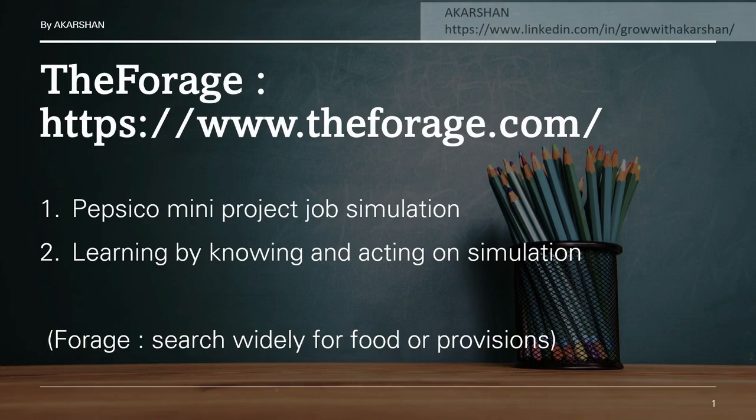And by the way, forage is a word in English. It simply means to search widely for food or provisions. So this website Forage provides you with job simulations where you can learn before joining the company or before going into any particular domain, sector, or field. So you can get beforehand knowledge and experience as well. You can use it in your resume. You can highlight it, and you can learn a lot.